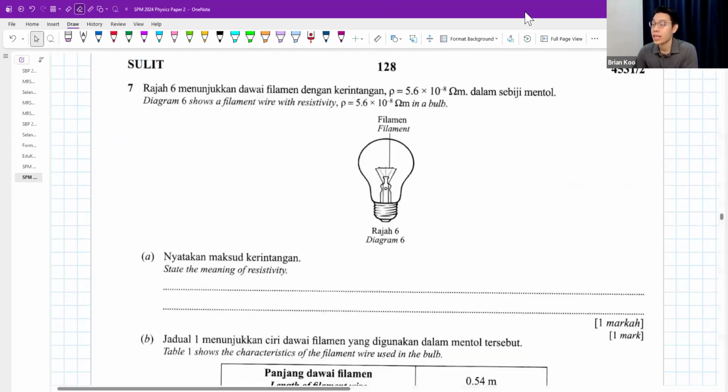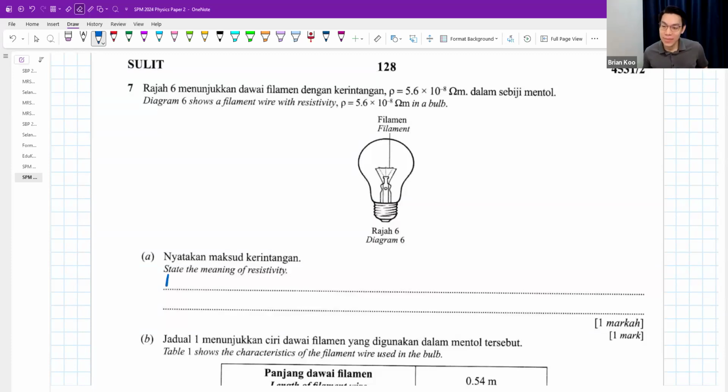And then question 7. Diagram 6 shows a filament wire with resistivity of 5.6 times 10 to the power of -8 ohm meter in a bulb. What is the meaning of resistivity? Resistivity was the only definition that was asked in the whole Paper 2 in 2024. Some students might be quite happy about it, but a lot of students I know were quite prepared for more definitions to be asked, but they only asked one.